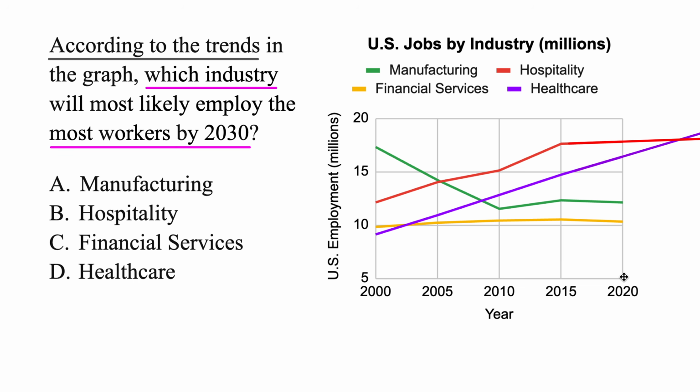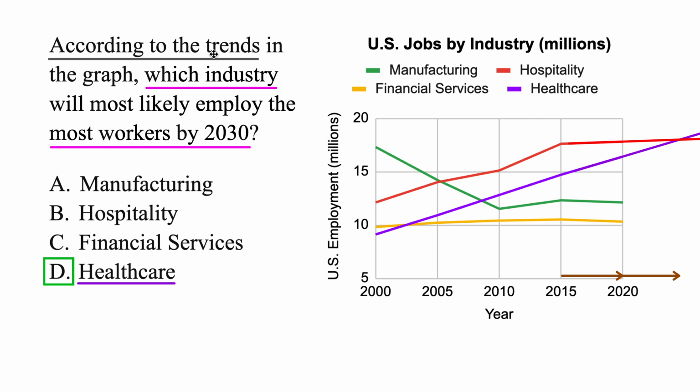Okay, now let's see. We went from 2015 to 2020. That was 5 years right here. Then we went another 5 years. So this is 2025. And already in 2025, it looks like the purple graph is starting to get bigger. In other words, more people are working in healthcare than in hospitality. In other words, the most workers by 2030, if we keep going here, is the purple graph, or people working in healthcare. So D, we're very confident that this is the correct graph, based on the trends that they're giving us here.